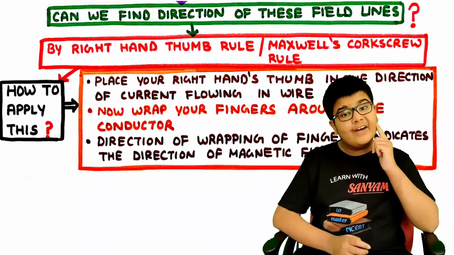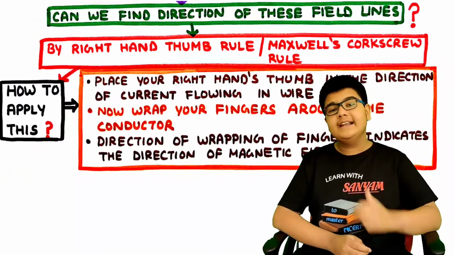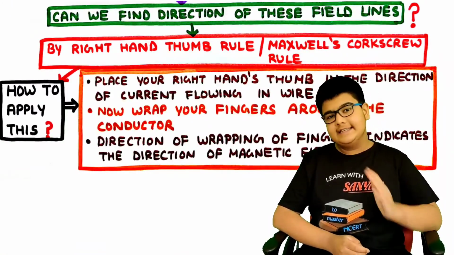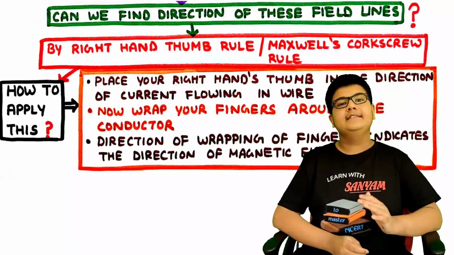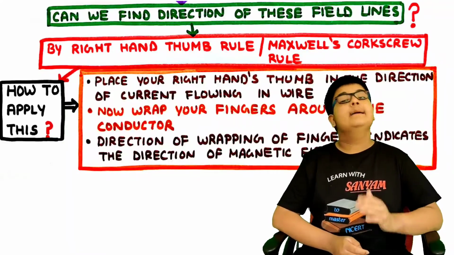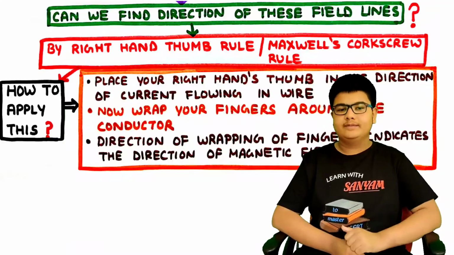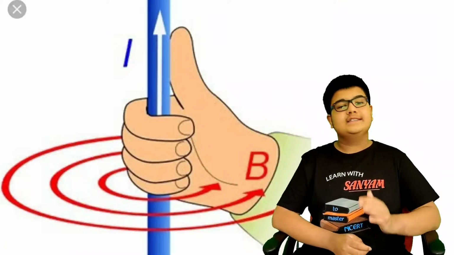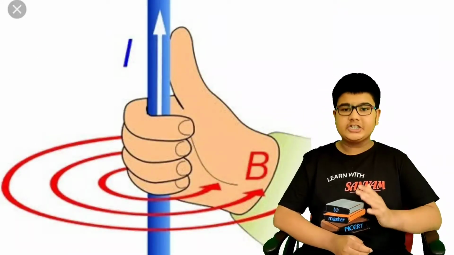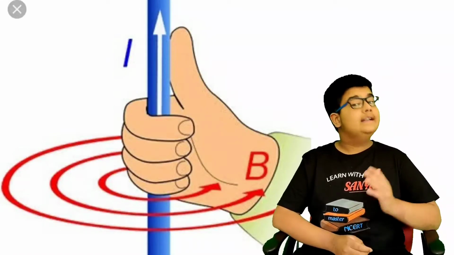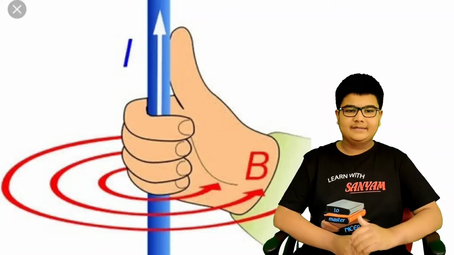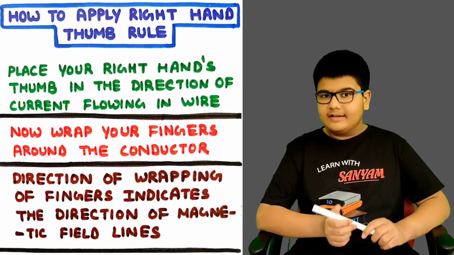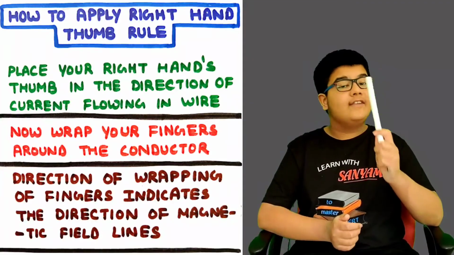But can we find the direction of these field lines? Yes, this can be done by the right hand thumb rule, also known as Maxwell's corkscrew rule. So this rule is a convenient way to find the direction of magnetic field. Now, how is this rule applied? So consider that this is a current carrying wire.